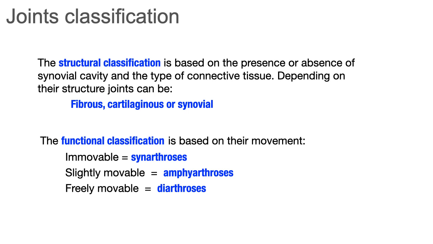So after the structural classification, joints may be fibrous, cartilaginous, or synovial, while after the functional classification, they can be synarthrosis if they have no movement, amphiarthrosis if they have little movement, or diarthrosis if they can move freely.